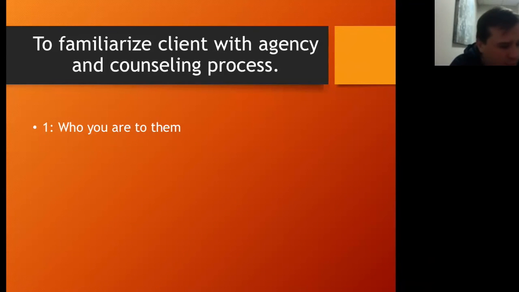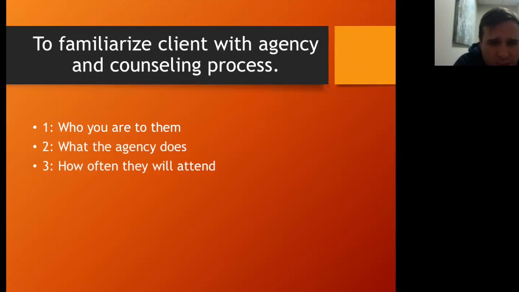They might need to come to outpatient 5 days a week, but they might not be ready to come to outpatient 5 days a week. So this, being open and honest with them about what the agency is like, what the process is like, will go a long way to help them determine whether or not this is the right fit for them.